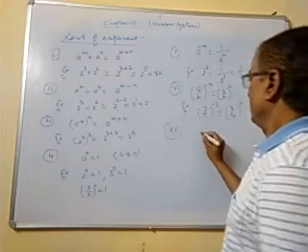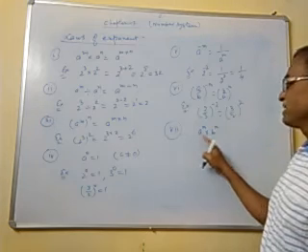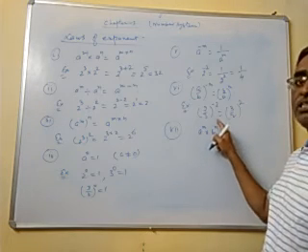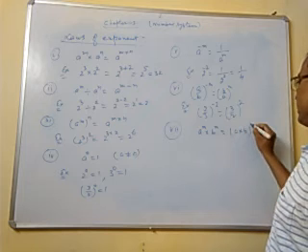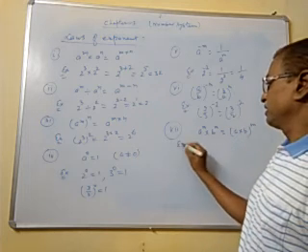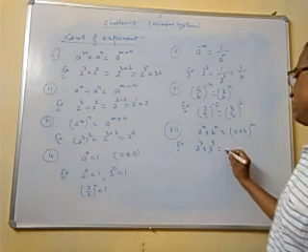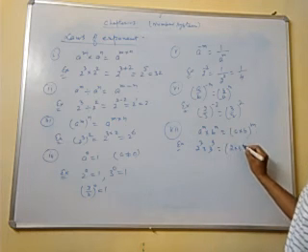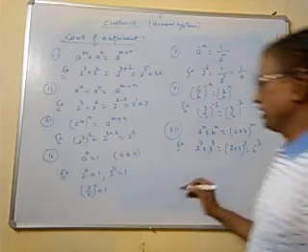Seventh law: a^m × b^m. Now the bases are different, but the exponents are the same. In this case, we can write (a×b)^m. See the example, 2^3 × 3^3. We can write (2×3)^3, that is 6^3. After that we can simplify.